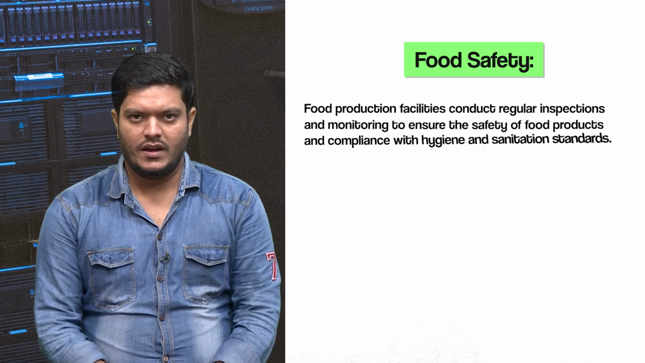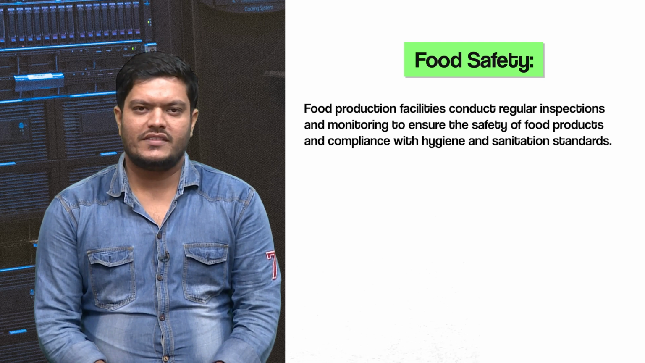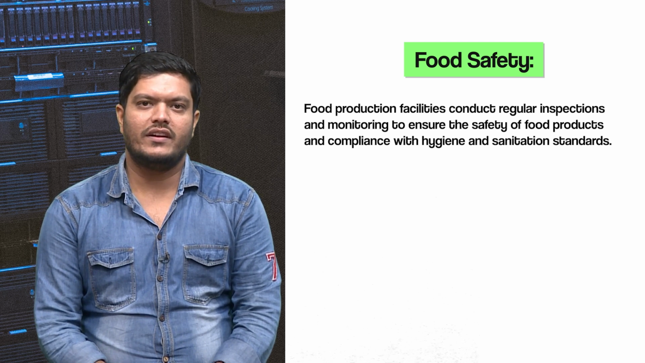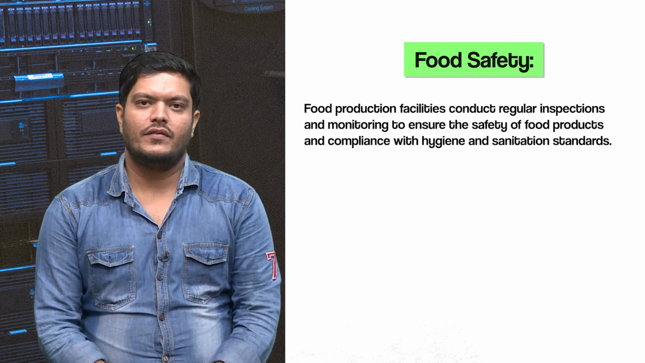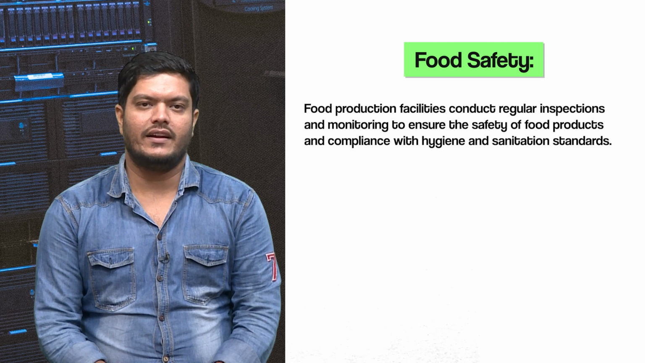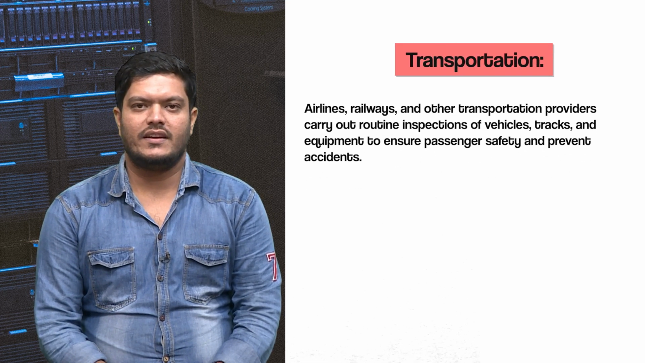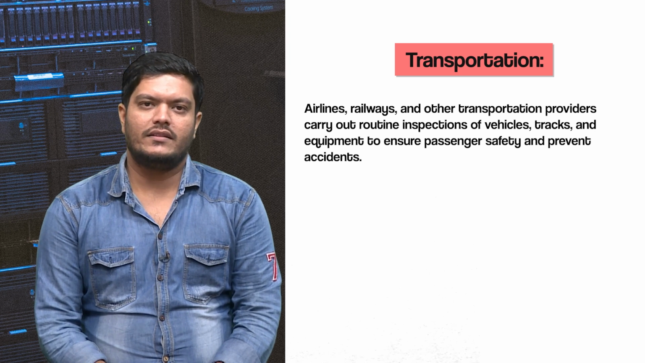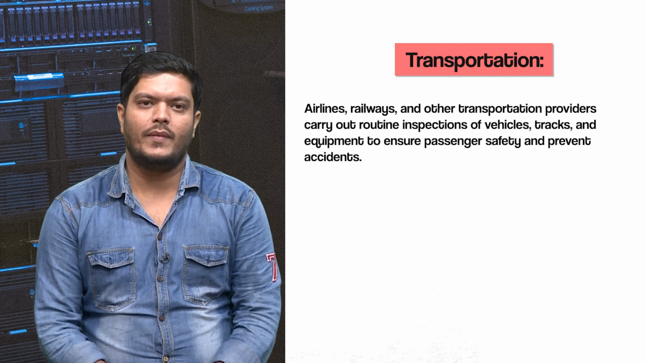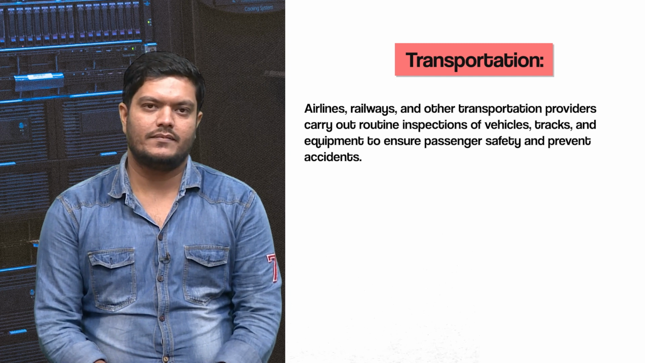Food safety. Food production facilities conduct regular inspections and monitoring to ensure the safety of food products and compliance with hygiene and sanitation standards. Transportation. Transportation providers such as airlines and railways carry out routine inspections of vehicles, tracks, and equipment to ensure passenger safety and prevent accidents.